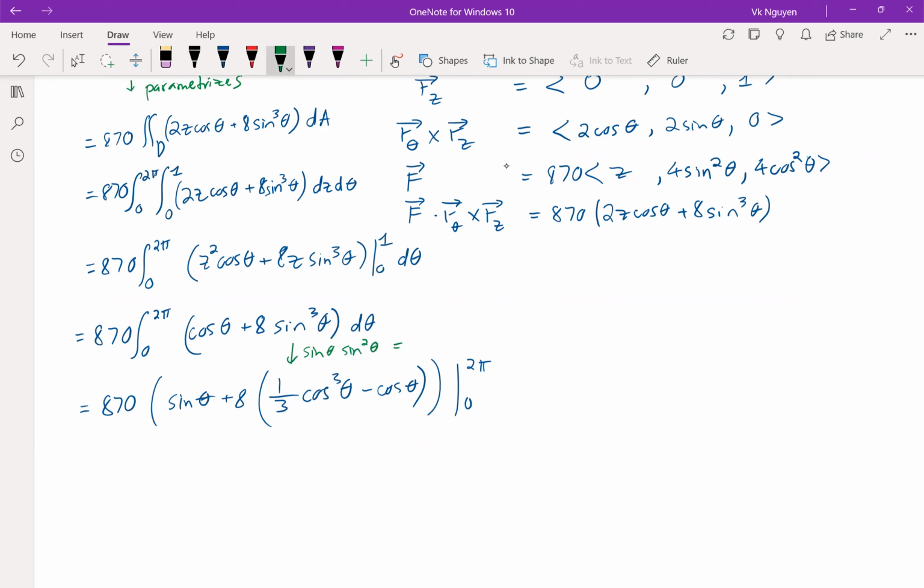So it's going to be sine theta times 1 minus cosine square theta. And then you're going to use the u sub, where u equals cosine theta.